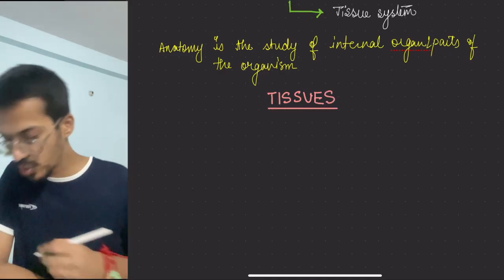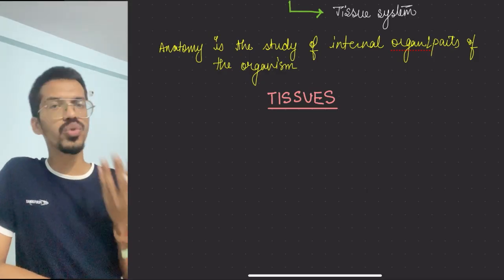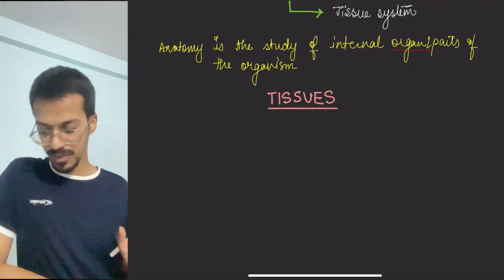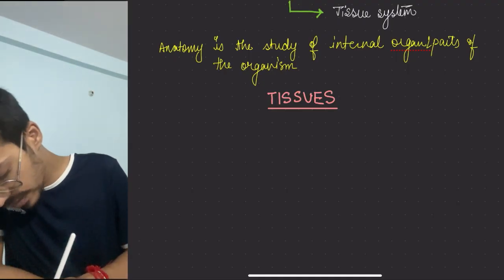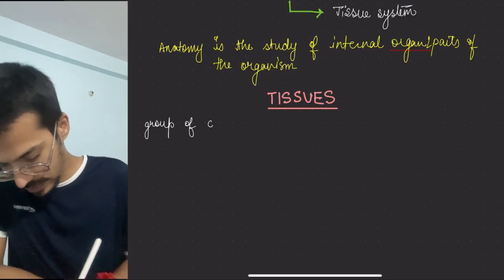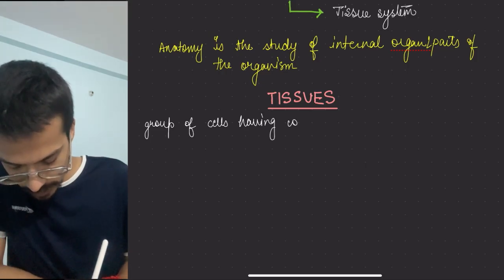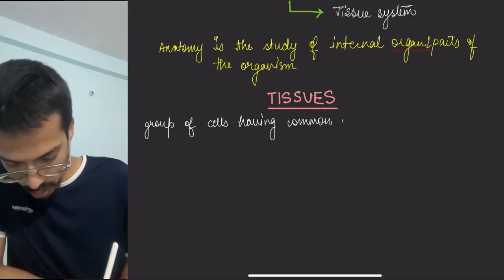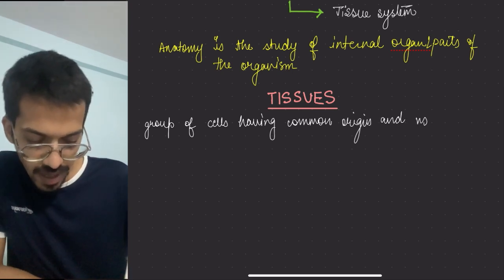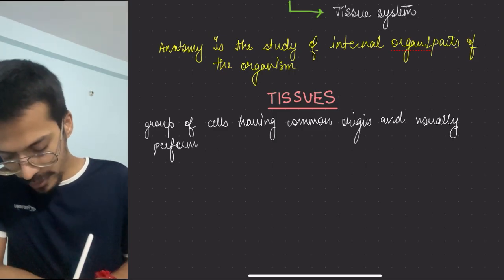Till now we know what a tissue is. It is a group of cells with a common origin, structurally similar, and functionally doing the same work. So a tissue is a group of cells having a common origin and usually performing a common function.